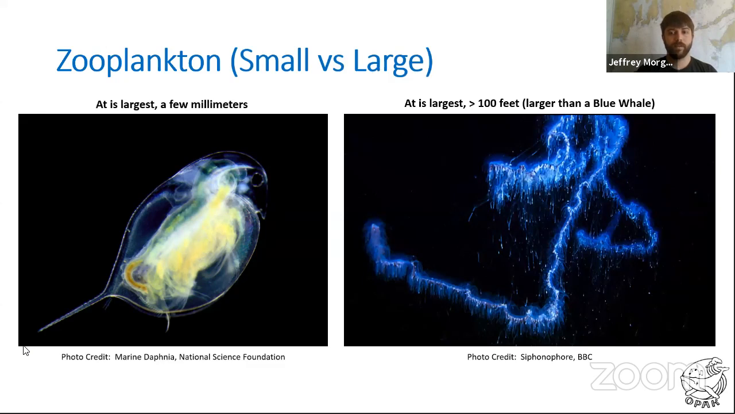And then we actually have these really large jellyfish chains that can be greater than 100 feet. So think of the size of a blue whale. These are found pretty deep in the ocean. They are plankton because they're in the jellyfish family. They go with the flow.